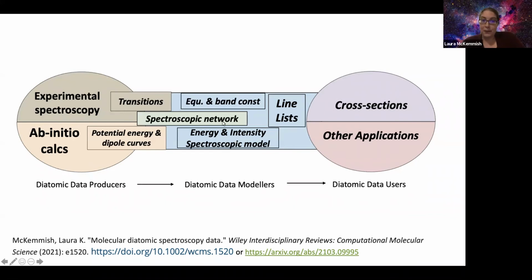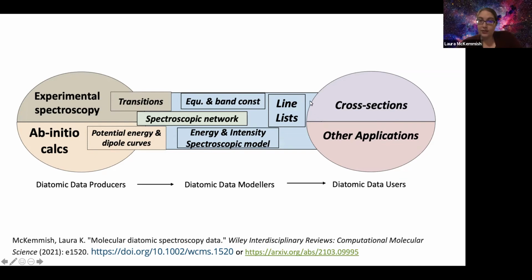A spectroscopic network is a set of all transitions that are mutually self-consistent. I'll come back to that, but that's getting all the transitions together in one place. And what we do is we use this spectroscopic network and the ab initio data to produce energy and intensity models for the spectroscopy of a molecule. And if you've got this, then you can construct a line list.